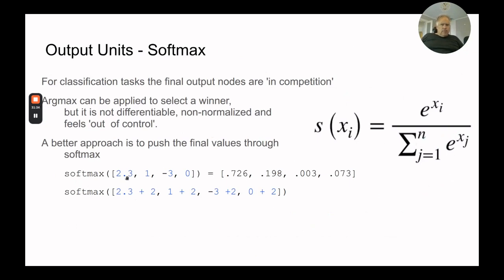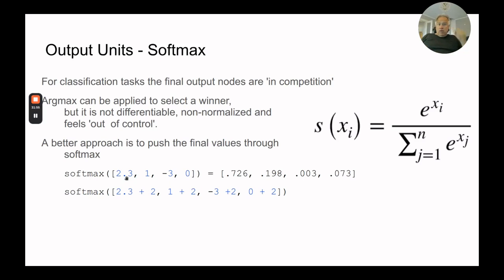So let's just look at an example. Let's say the outputs we got out of the network were 2.3 for grandma, 1 for grandpa, -3 for the Buick, and 0 for the telephone pole or something, right? So you might say, oh, it must be grandma because she's the max. She's the maximum value.